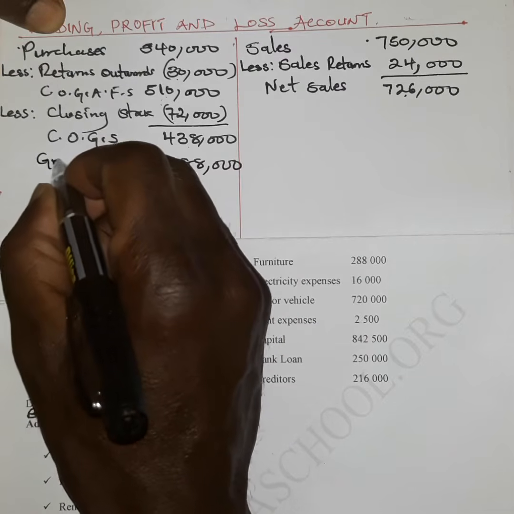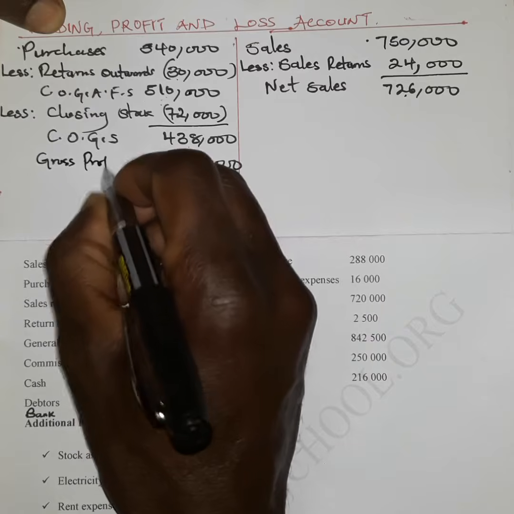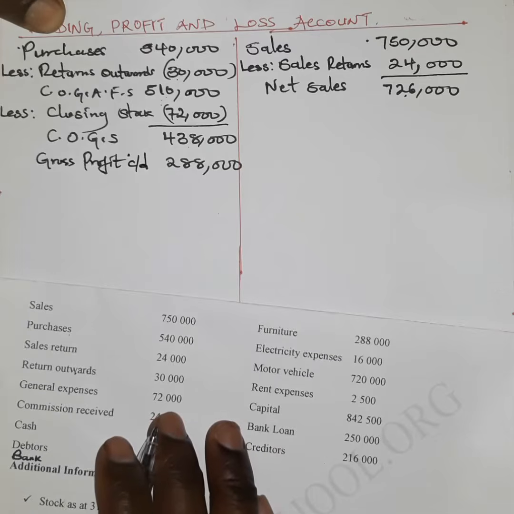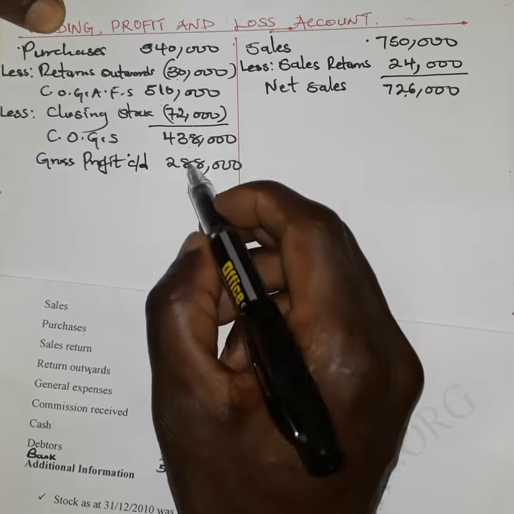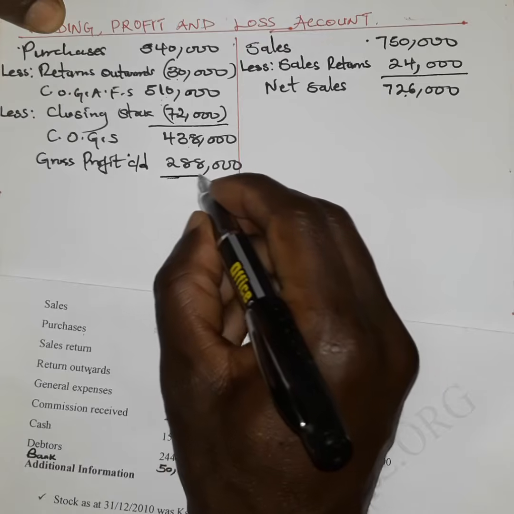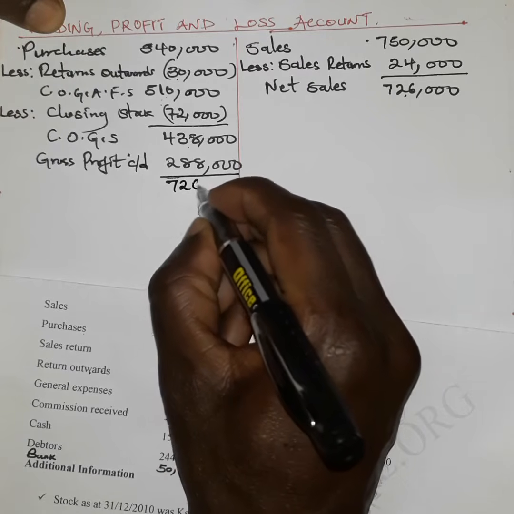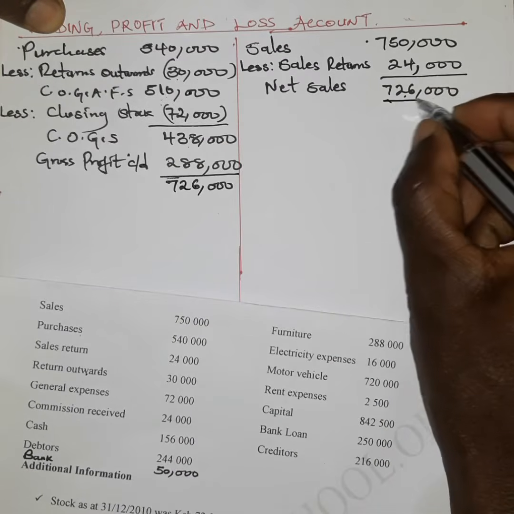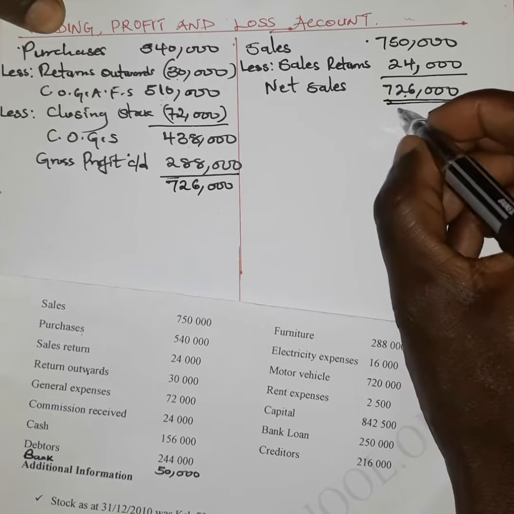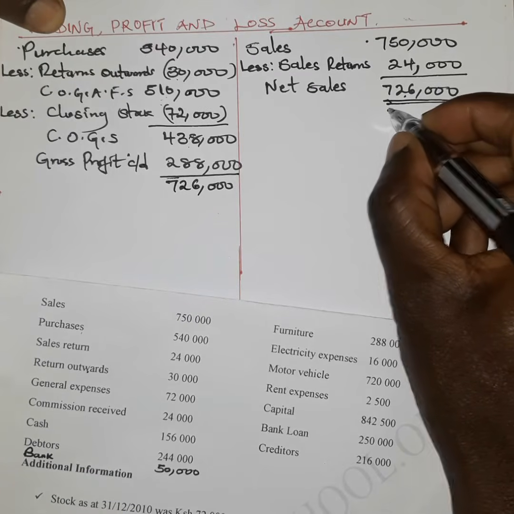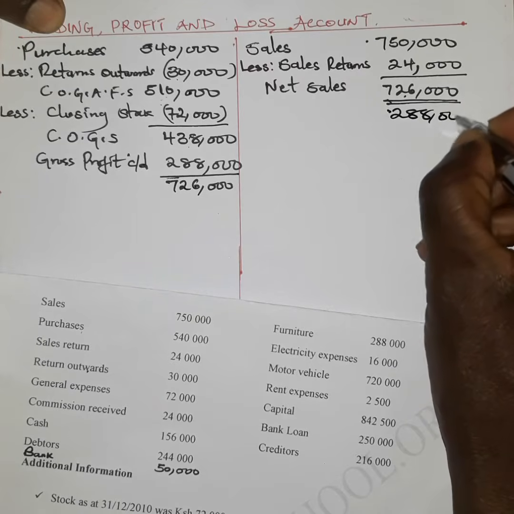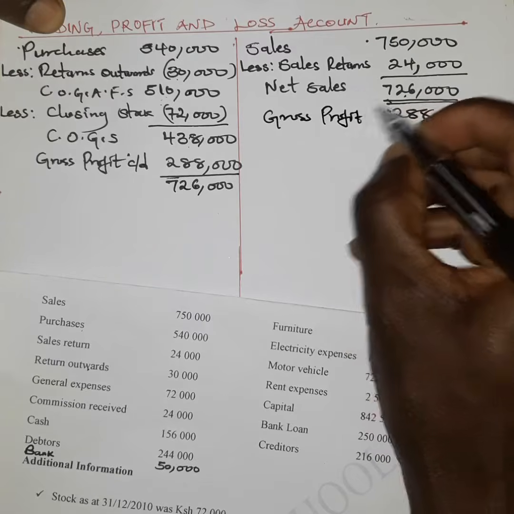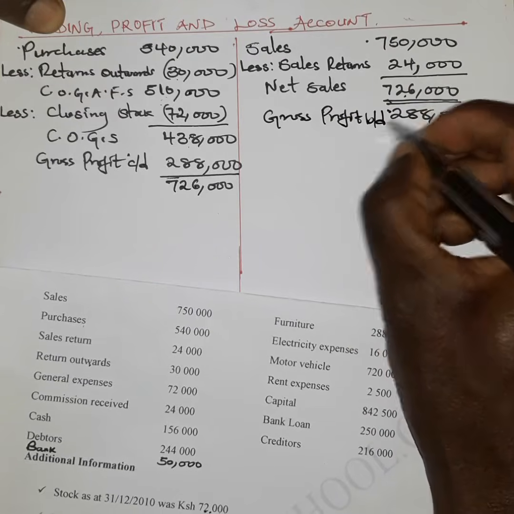it as gross profit carried down. Now this is the gross profit which is supposed to be carried down. When you add these two, we are supposed to have a value of 726,000. Then we carry it down, we write it below this particular total here as 288,000, and this is supposed to be gross profit which has been brought down.